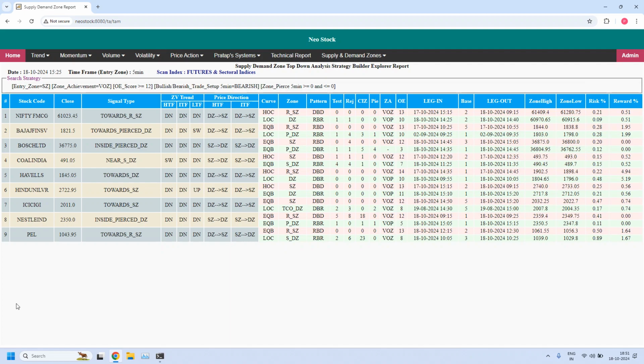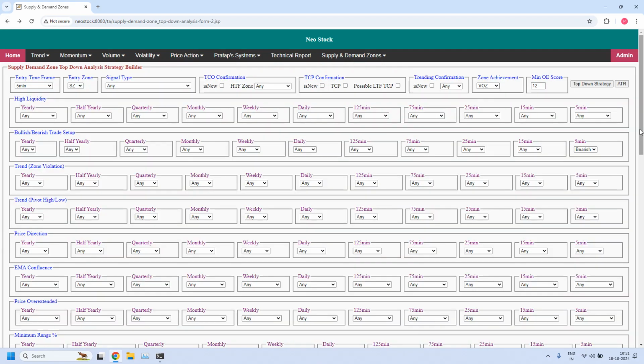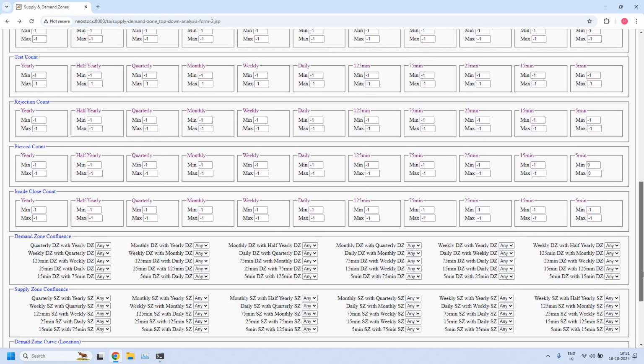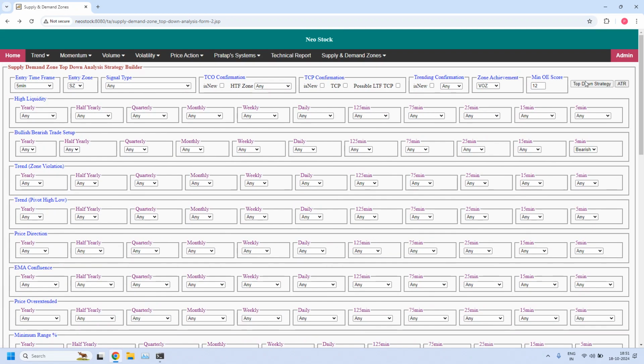So 9 stocks are filtered. These 9 stocks are currently supporting bearish trade setup for hourly income trade, entry time frame 5 minutes. Out of these 9 high probability setup supported stocks, we need to filter. So first let us verify LTF and ITF combination. That means the 5 minute supply zone should be part of the 15 minute supply zone. So in the supply zone confluence, I am enabling the filter 5 minute supply zone with 15 minute supply zone. So with this filter, let's verify.